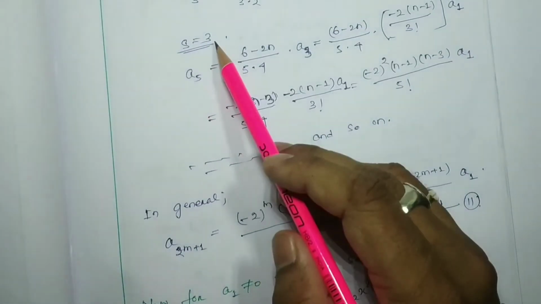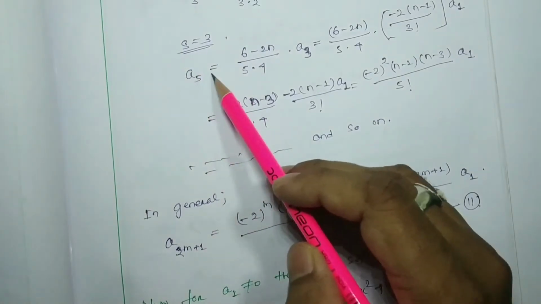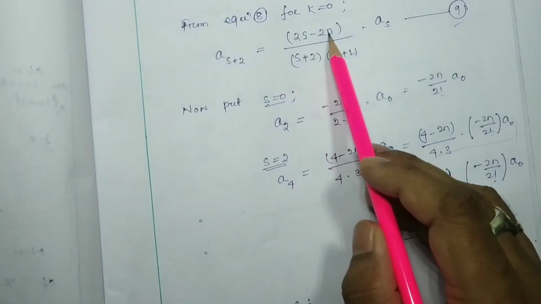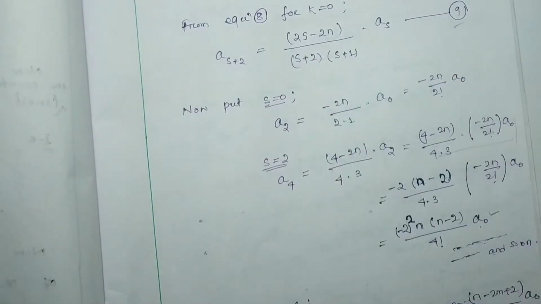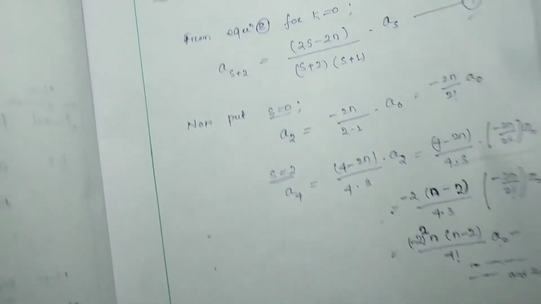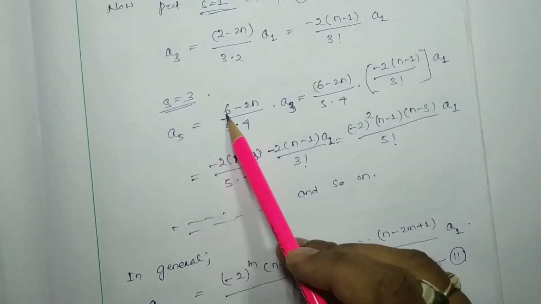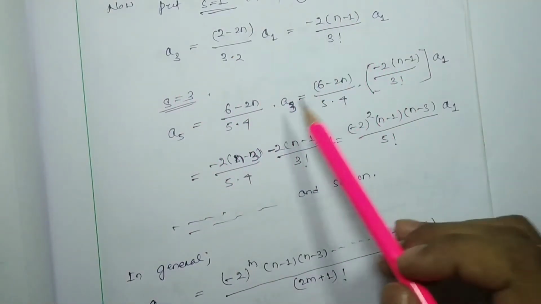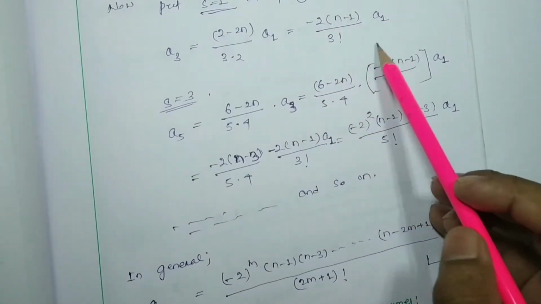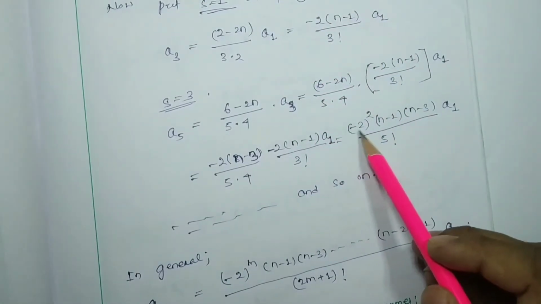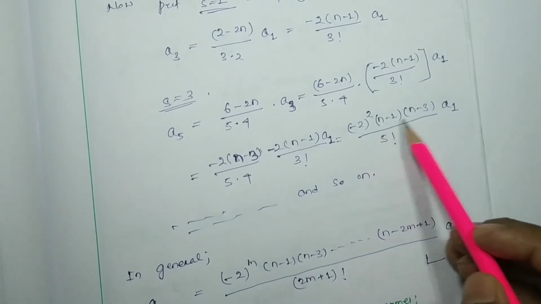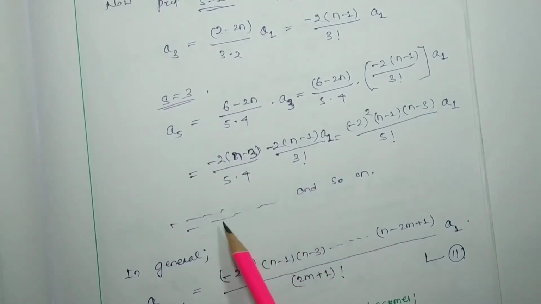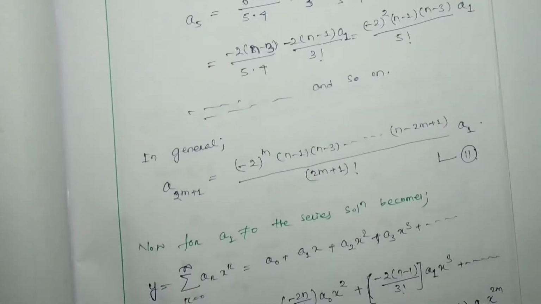Likewise, for s is equal to 3, this will be a5. a5 will be equal to 6 minus 2n by 5 into 4 into a3. a3 already we got this much. We have substituted this value over here, and at last we found minus 2 to the power 2 into n minus 1 into n minus 3 by 5 factorial into a1, and so on. Means other terms can be calculated this way.